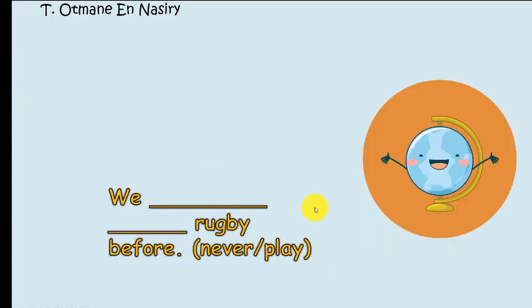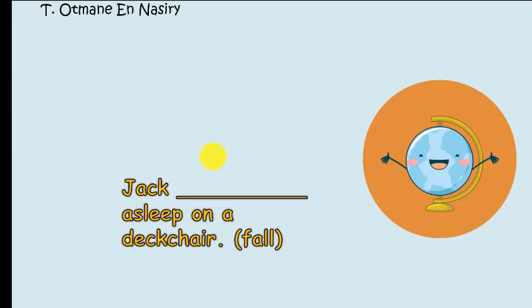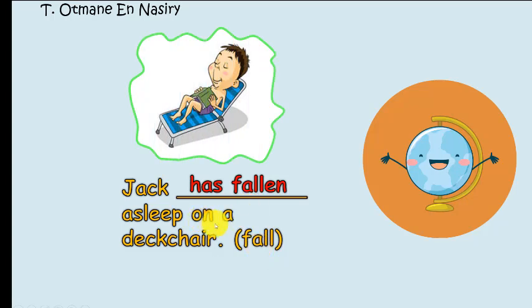Next one, we, you have never, and play. The answer is we have never played rugby before. Next one, Jack asleep on a deck chair. So you have the verb to fall. The past participle of the verb fall is fallen. So Jack has fallen asleep on a deck chair.